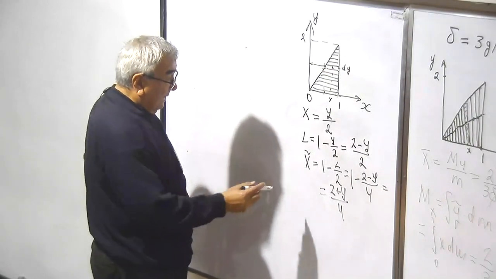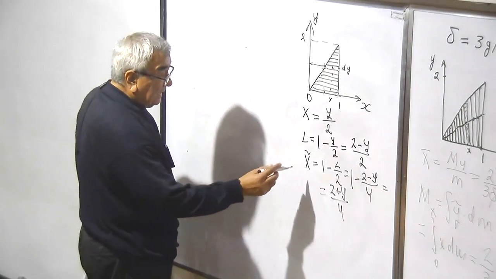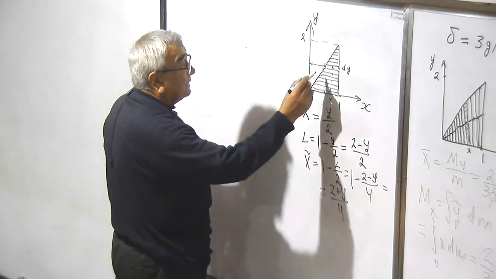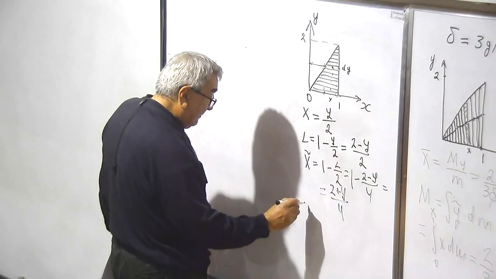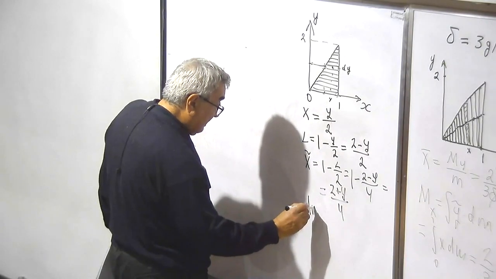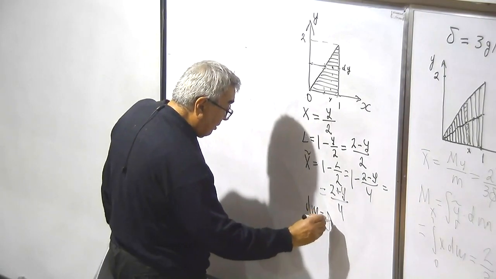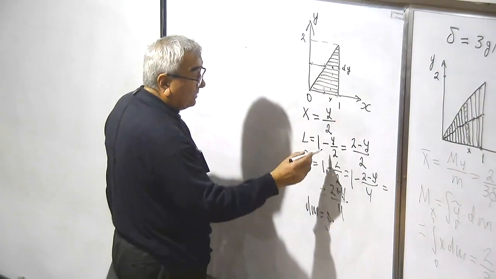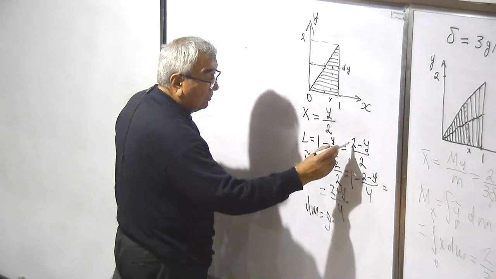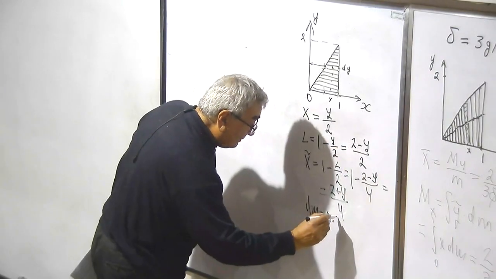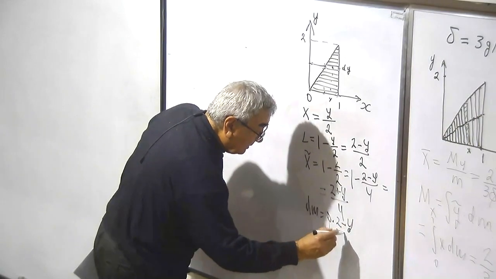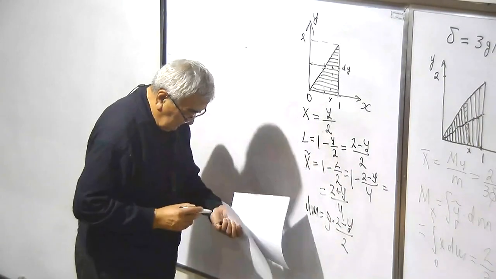Now we find what dm will be. The dm should be equal to rho multiplied by its length. The length is equal to this one, 2 minus y divided by 2.